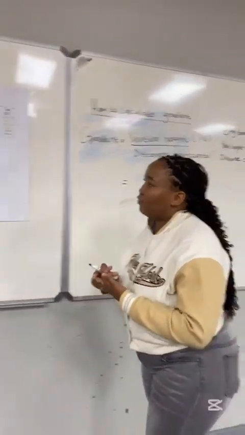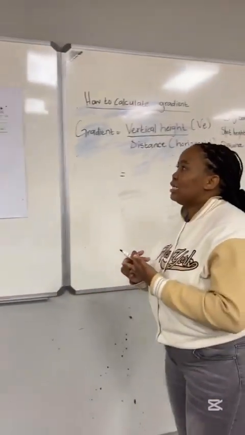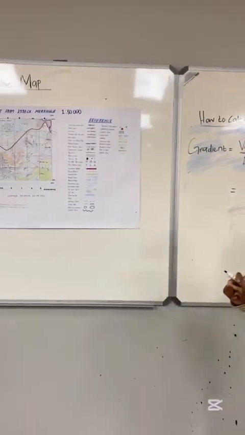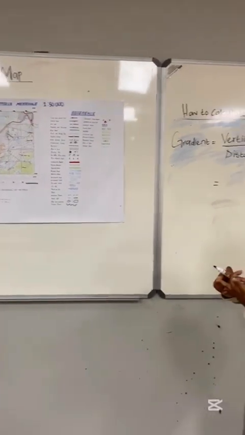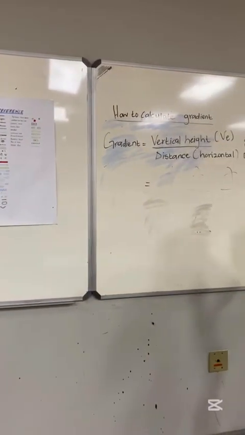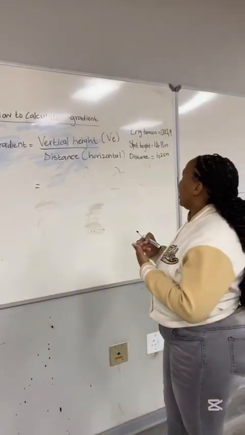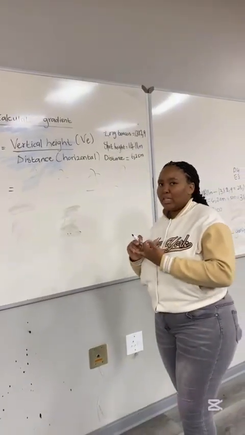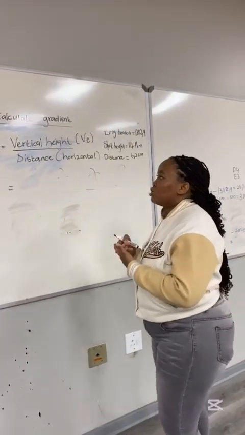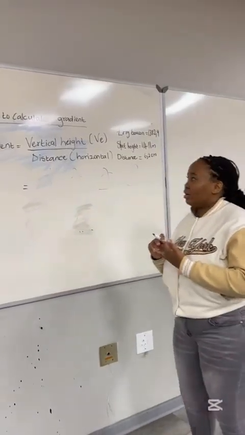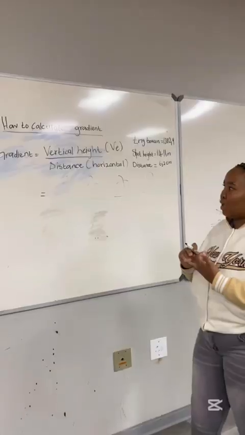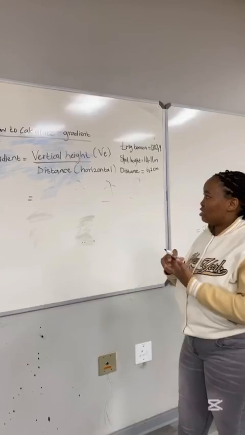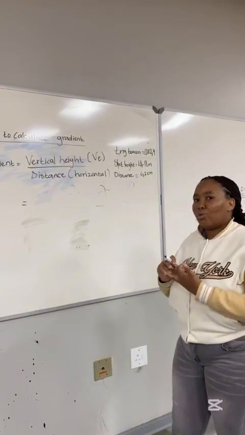So we need 2 points. Number one, we have our trig beacon that is located in E4. We are going to use it. And then our second point is located in D4, which is our spot height, 1,411 meters. And then our trig beacon is 1,382.9. So the formula of gradient is gradient is equal to vertical height, which is our VE, divided by distance, which is our horizontal equivalent.